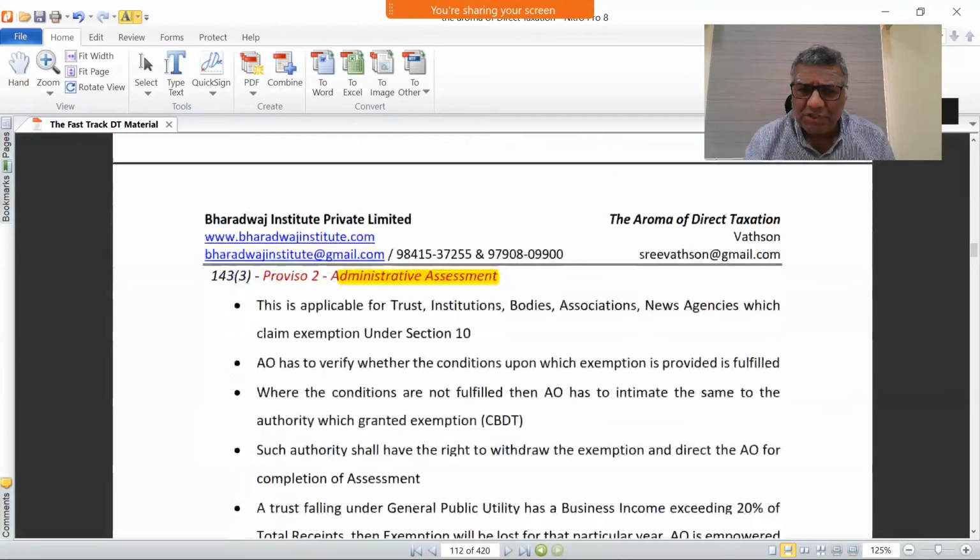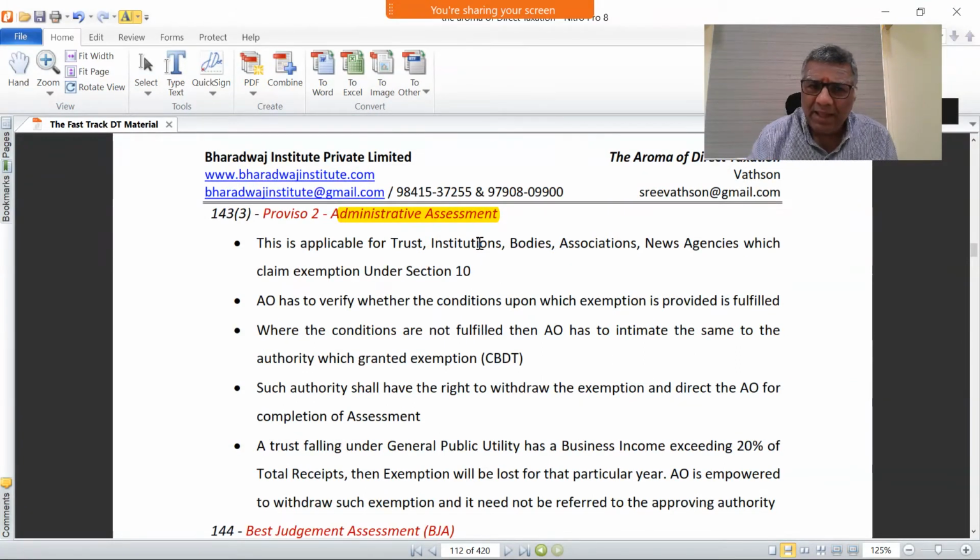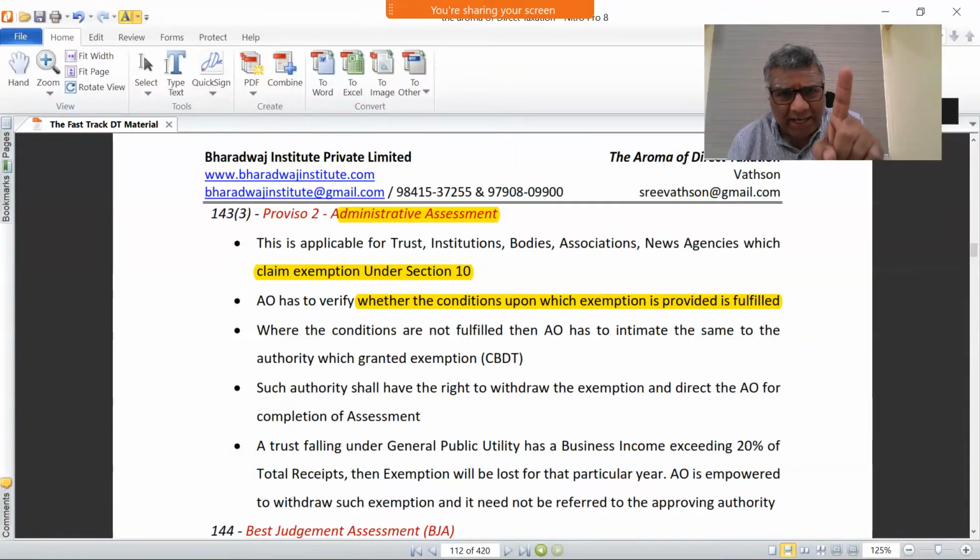So comes this question. So we show 2. This is applicable to a trust, institution, body, association, or news agency which are claiming exemption. The AO has to verify. Here I am not verifying whether your income is understated or loss is excessive. I know these institutes are exempt. The AO has to verify whether the conditions upon which exemption is granted to you are fulfilled, the conditions on which I gave you exemptions, whether those are fulfilled.